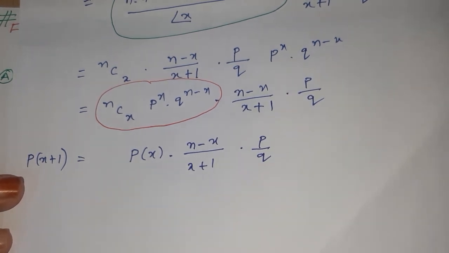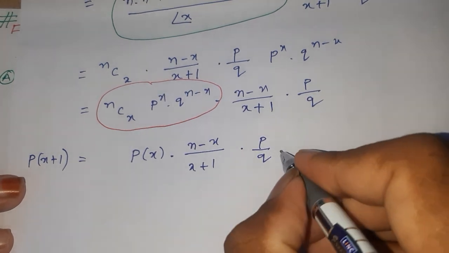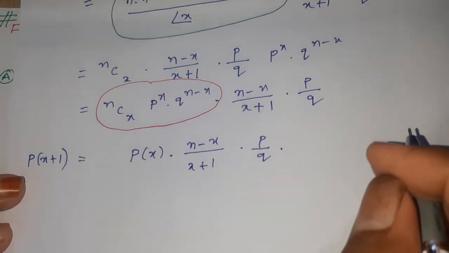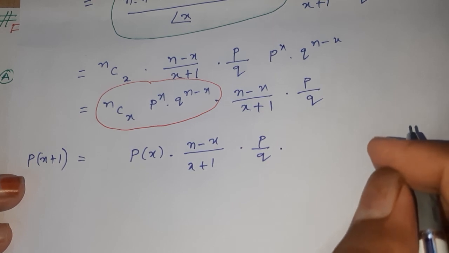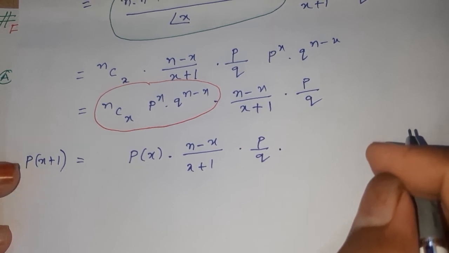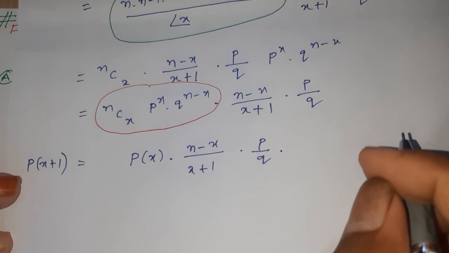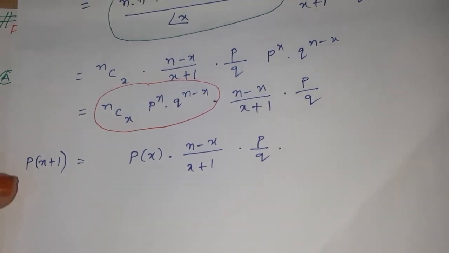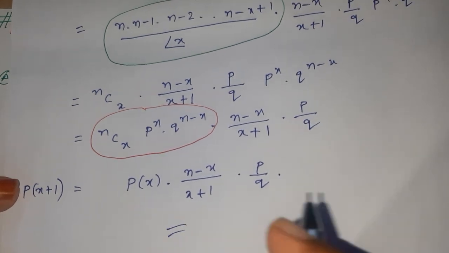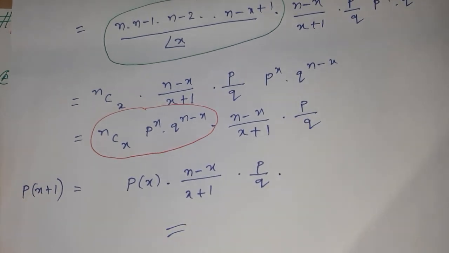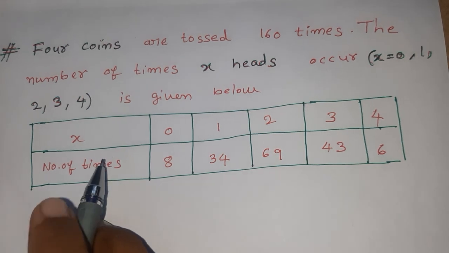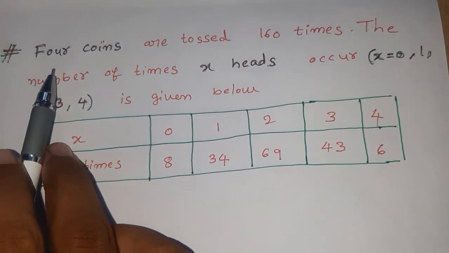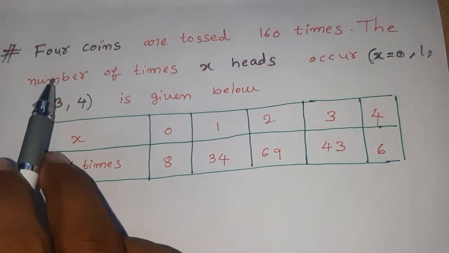That is, the complication will be reduced as compared with the normal way of finding the values of probabilities for consecutive numbers. Now let us go to the problem. We will use the recurrence formula in this problem.